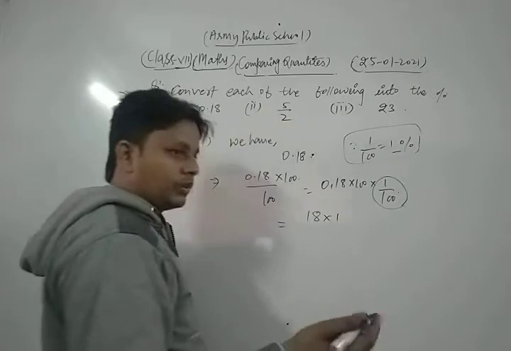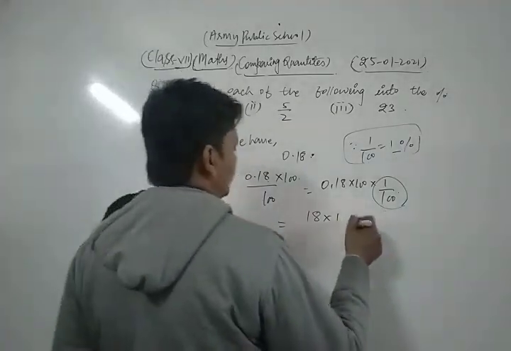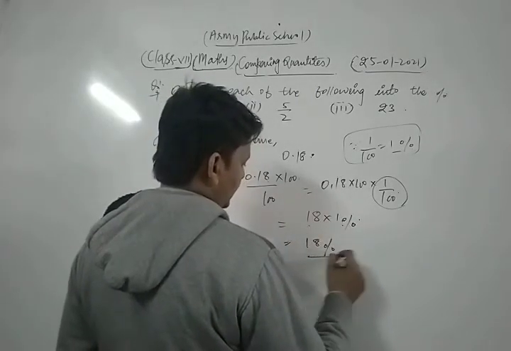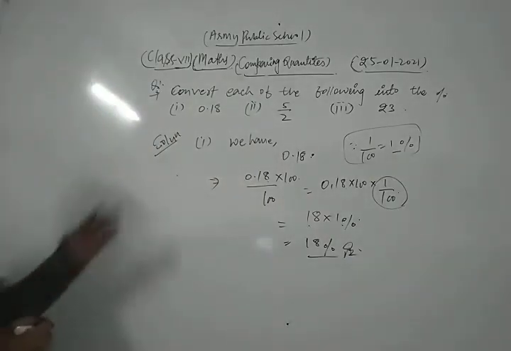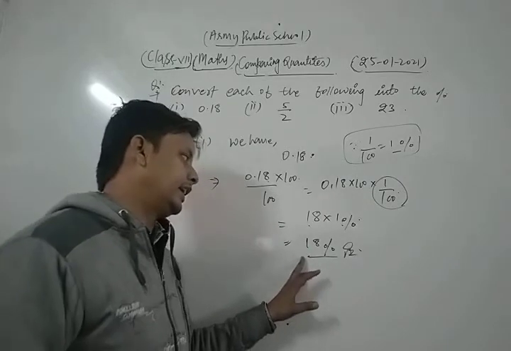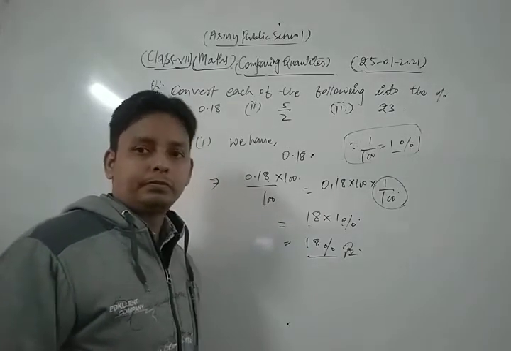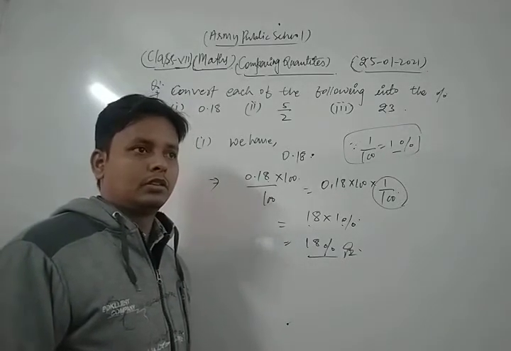Now we multiply them, so we get 18, and 1 upon 100 we write as 1%, because 1% means 1 upon 100. Percentage means per 100. So here we write 1%, and we get 18%. Thus in this way, 0.18 is written in percentage as 18%. This is our required solution of the given question.